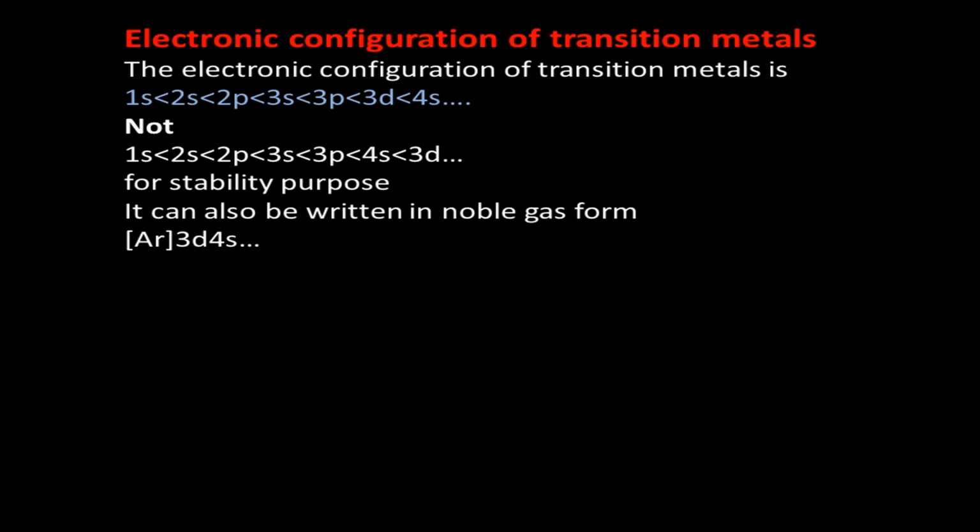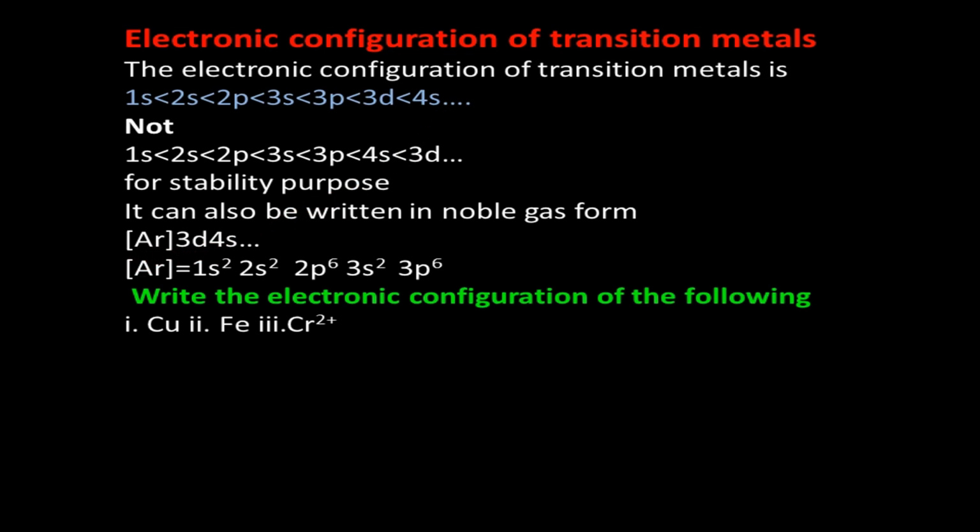The electronic configuration of transition metals can be written in noble gas form, that is argon 3d 4s. If you observe very well, argon has 18 electrons, or the atomic number of argon is 18. So filling in the electrons, it ranges from 1s to 3p. So if you check our chain, from 1s to 3p, this represents argon. They have 3d and 4s. So that's why we write it as argon 3d 4s.